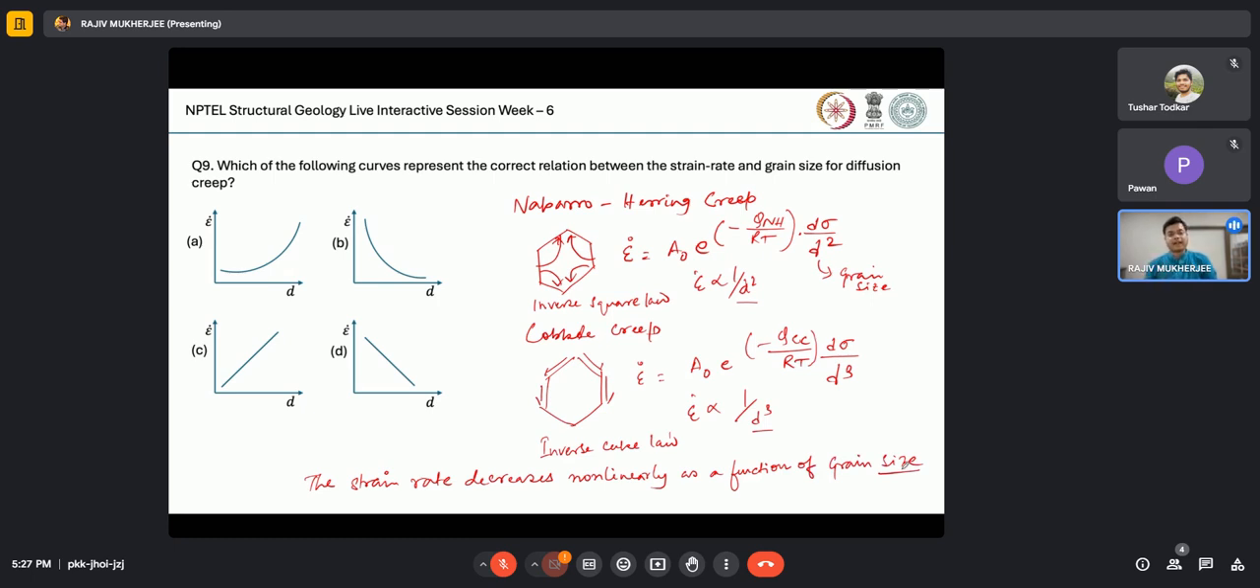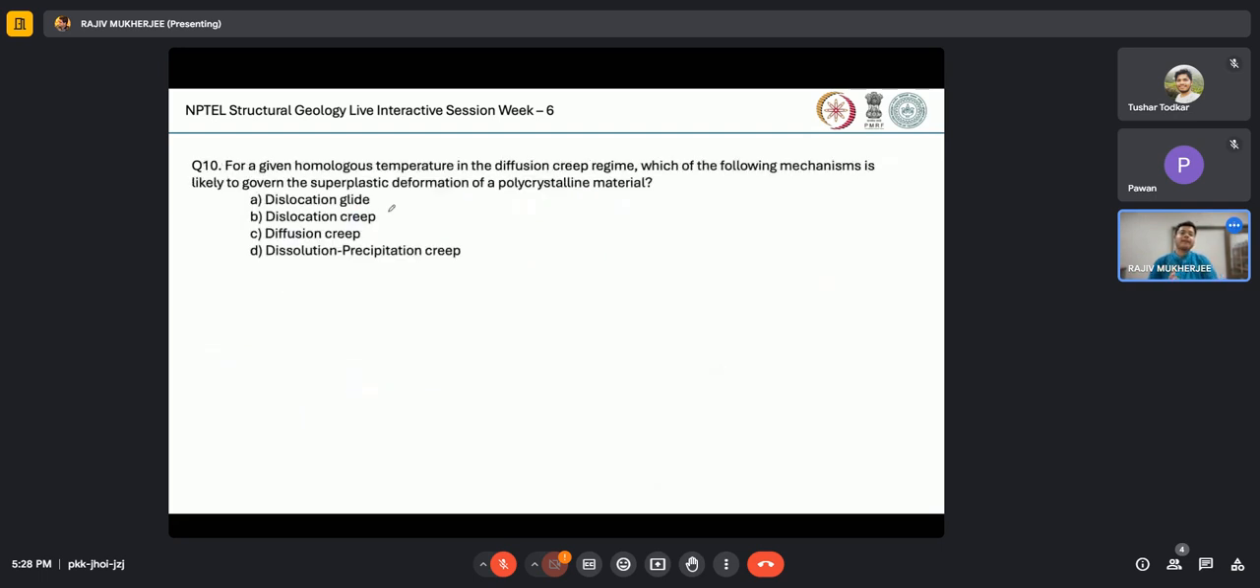So in which of these graphs do we see that strain rate is decreasing non-linearly as a function of grain size? In B. Yes, exactly. So option B is the correct answer. We see that strain rate is decreasing non-linearly as a function of grain size. Okay, so moving on to the next question, question number 10.